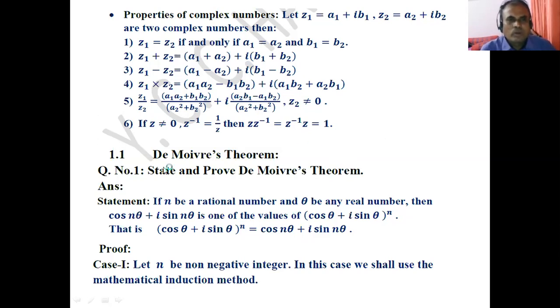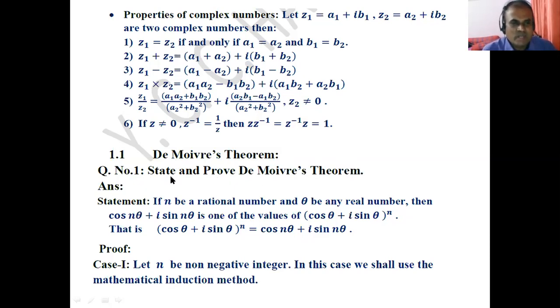Now we consider De Moivre's theorem. We have learned the basics of complex numbers and its properties, and these basics we will use in this theorem. So this is the most important theorem, De Moivre's theorem. Every time questions are asked on this theorem. Question 1: state and prove De Moivre's theorem. This is the most important question asked.